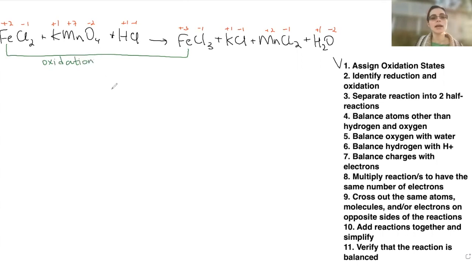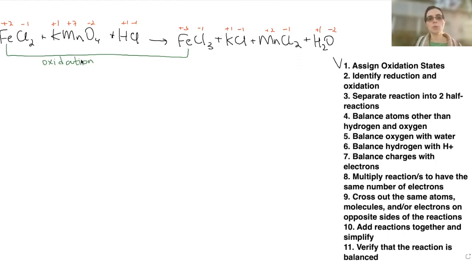The only way it can happen is if we lose electrons, right? Because electrons are negatively charged. And if we lose electrons, we are becoming more positive or less negative, right? So any of those changes is oxidation.